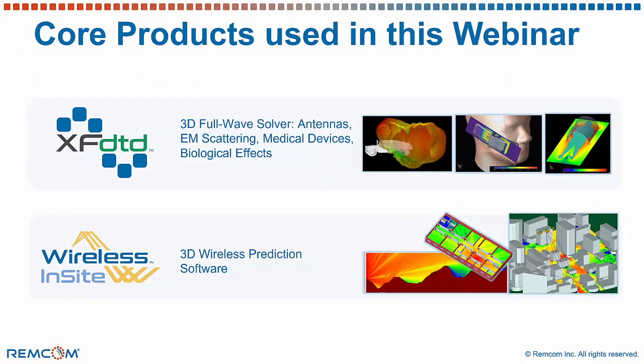The two core products that we're going to be using today in our webinar are XFdtd, which is a 3D full-wave solver used for antenna design, EM scattering, and a number of other detailed applications, and Wireless Insight, which is 3D wireless prediction software with a core focus on urban, rural, indoor, and other complex propagation environments. With that, I would like to turn it over to Tarun, who's going to walk you through the process of designing an antenna array in XFdtd.